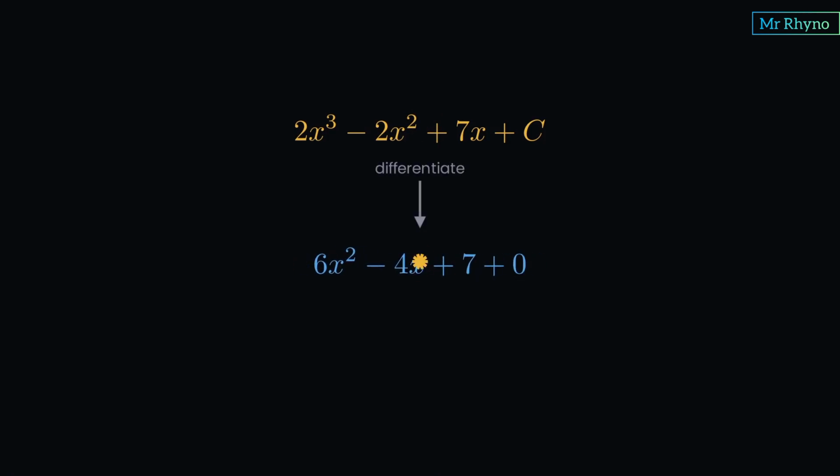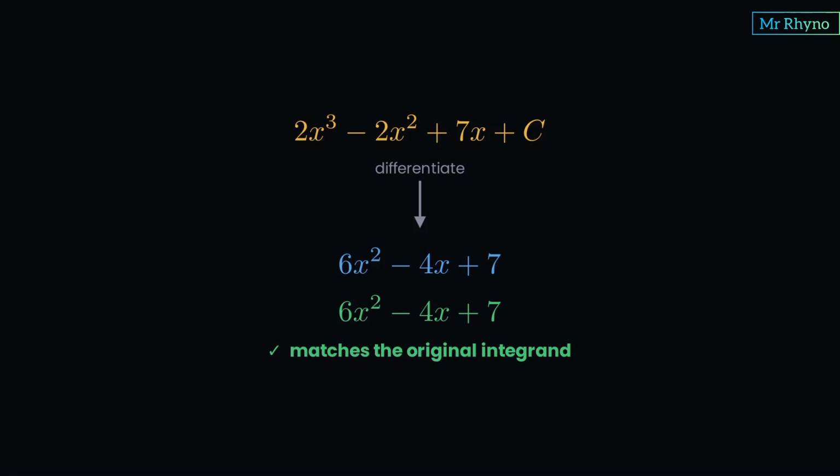Now let's do something good students should get into the habit of doing. Differentiate your answer. Differentiate 2x cubed minus 2x squared plus 7x plus c. We get 6x squared minus 4x plus 7 plus 0. So 6x squared minus 4x plus 7. That's exactly the original integrand. Correct. Integration and differentiation can check each other.